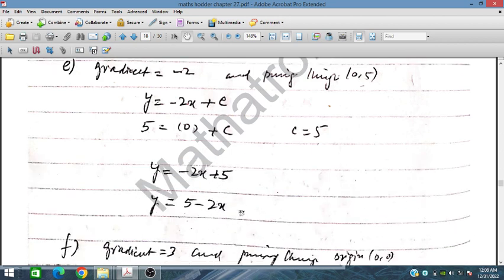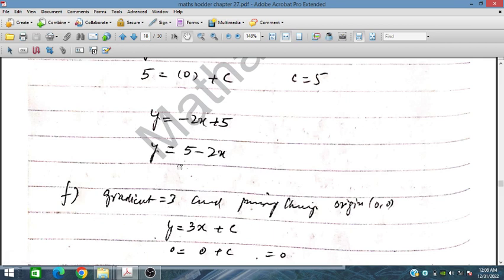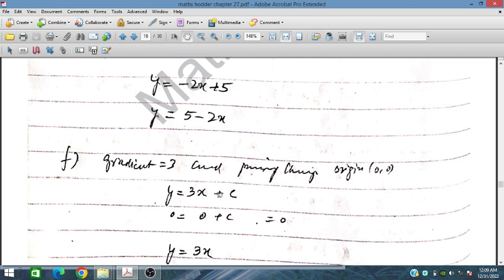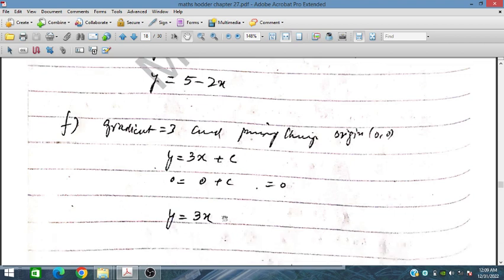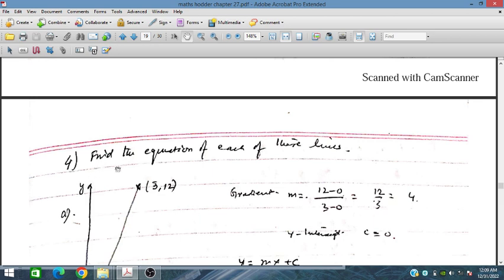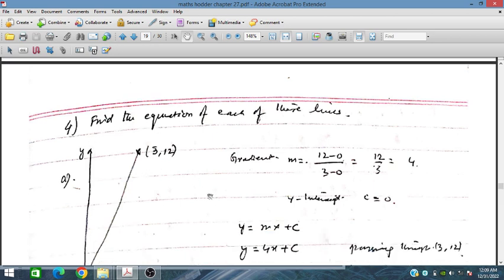So 5 minus 2x is basically the line equation. So gradient is 3 and passing through 0, 0. So 0, 0, and this c is equal to 0. So y is equal to 3x. Find the equation of each of these lines.